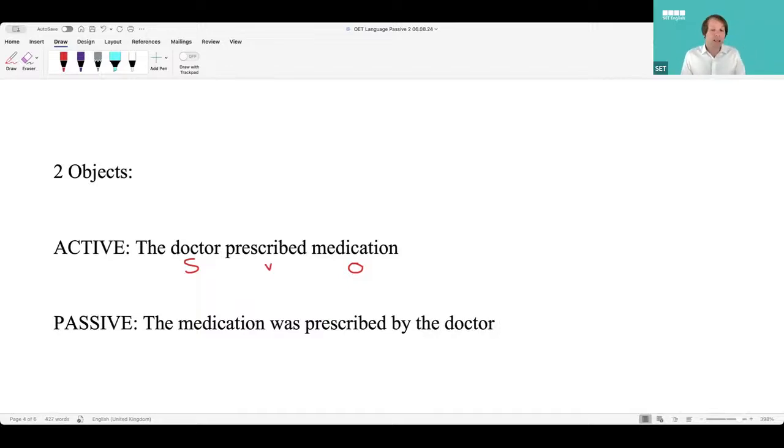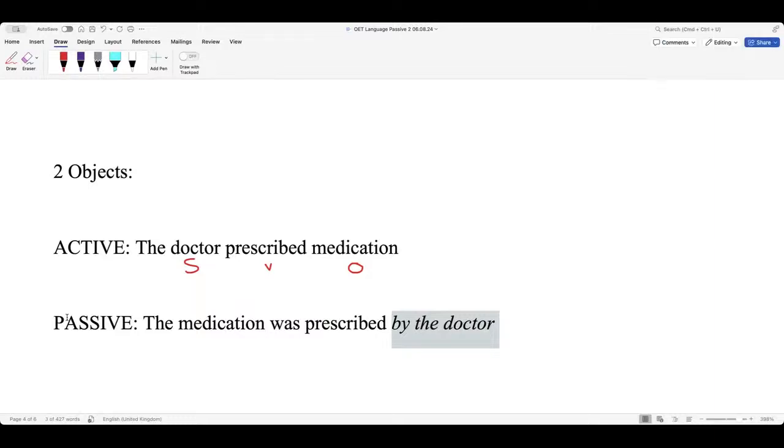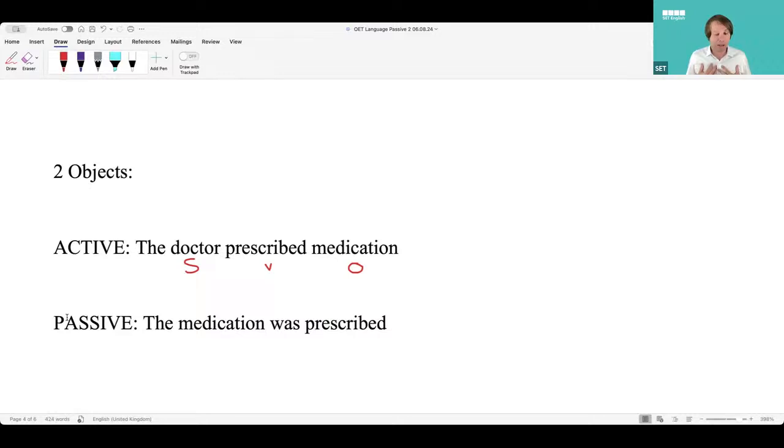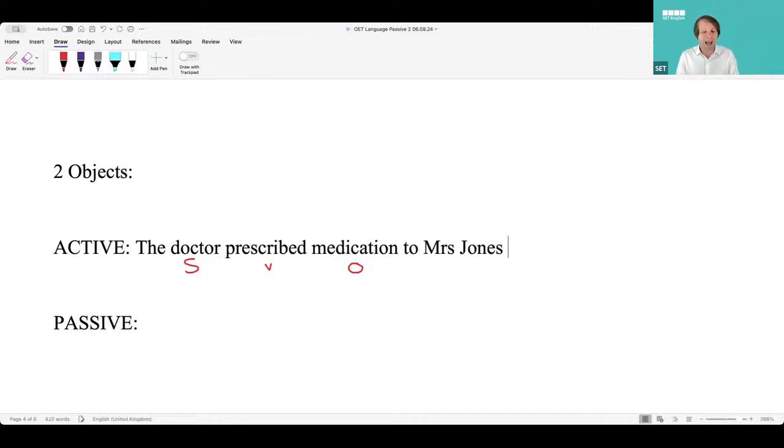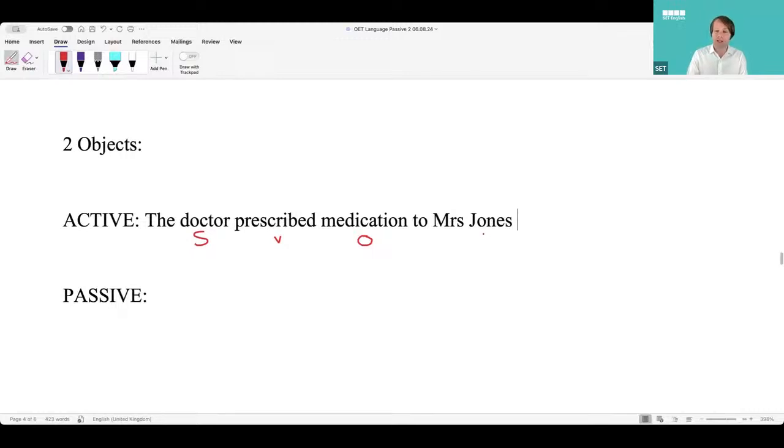So in this situation, it's okay. Actually, though, should we say "by the doctor" in OET? No, actually not necessary. Try to just not talk about nurses and doctors if you can, okay? The reader already knows it must be a doctor. So: the medication was prescribed. Here's the problem. The doctor prescribed medication to Mrs. Jones. Okay, now we have two objects.